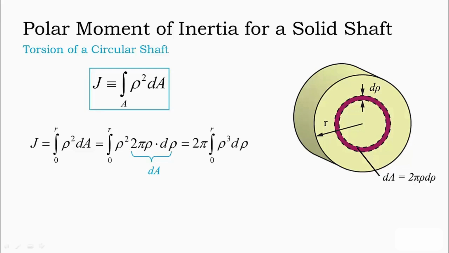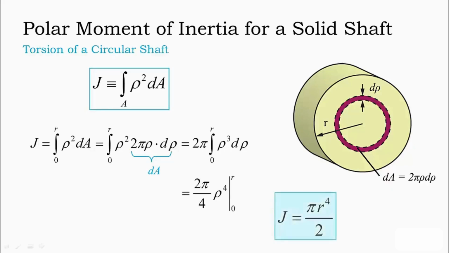Integrating ρ cubed, we obtain 1/4 ρ to the power of 4, resulting in the following. After substituting in our limits of r and 0, we obtain our final expression for the polar moment of inertia of a solid circular shaft.